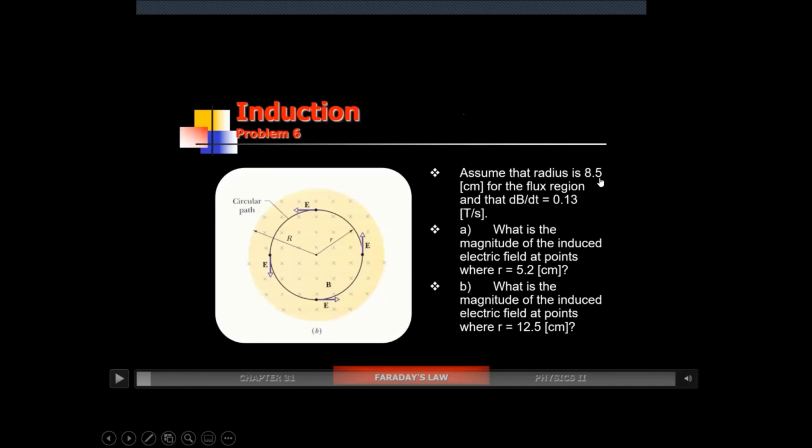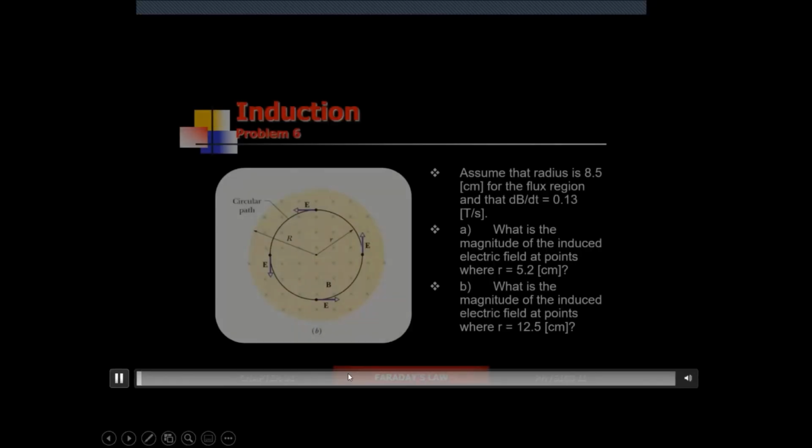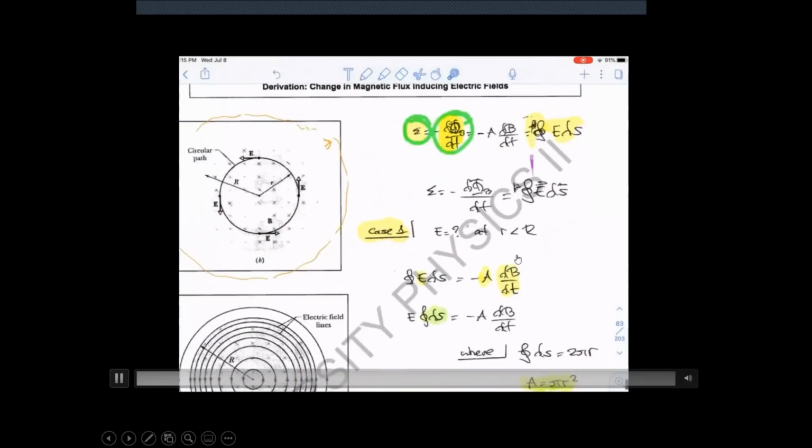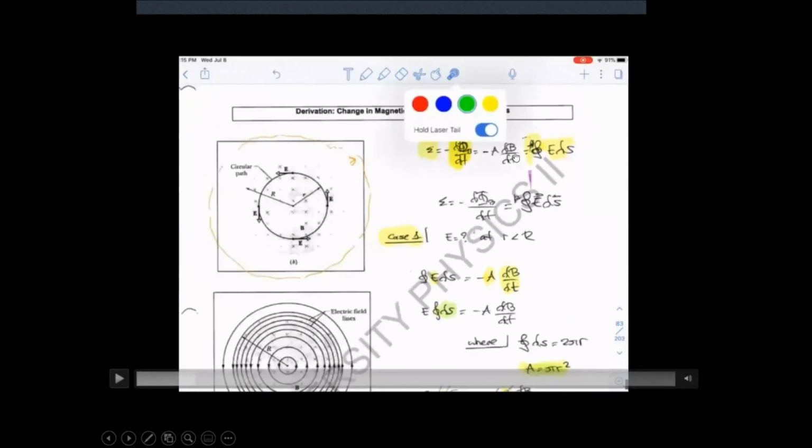The region has a radius which is 8.5 centimeters. And within that 8.5 centimeters, we want to know the strength of the circulating electric field at this distance. And then we will also be interested in the strength of the circulating electric field outside of that region. That's the formula that we will start off with.